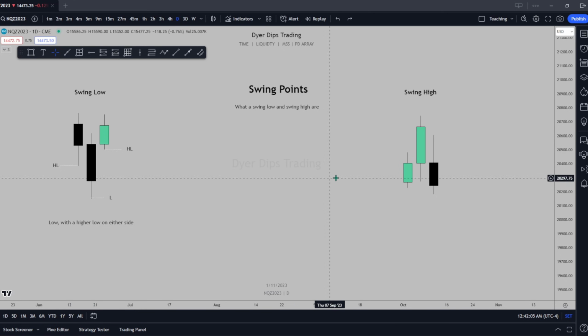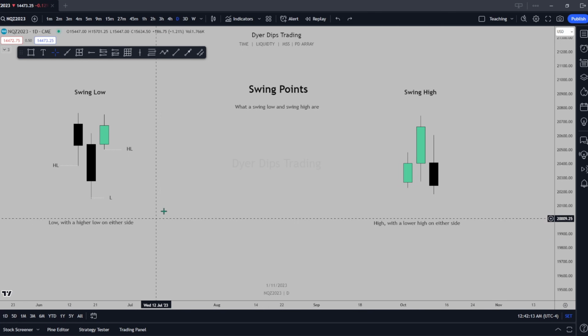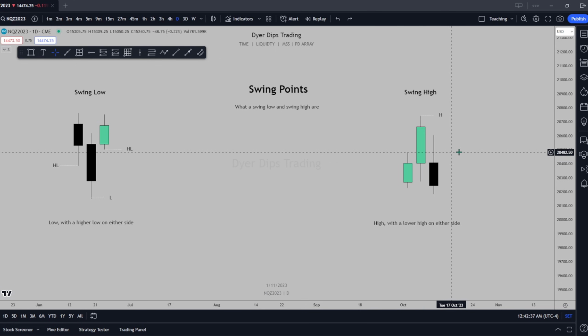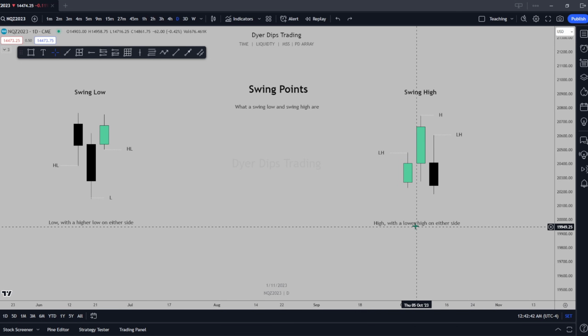Now that we understand that, let's take a look at the swing high here. By definition, a swing high is a high with a lower high on either side. So just like on this side, let's mark out where our high is. And that's at the top of this wick right here on this big green candle. So this is where our high is, so we're going to mark that out with an H. We're then going to look on either side of this candle where this high is and see if we have a lower high on either side. We have one right here at this high and one right here. So once again, let's mark those out with some dotted white lines and annotate those with LH for lower high.